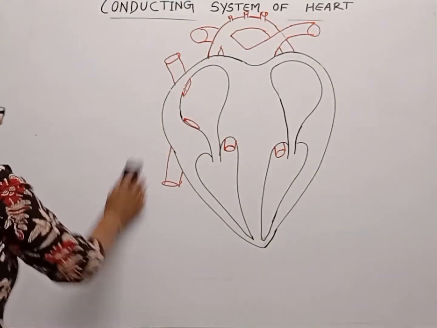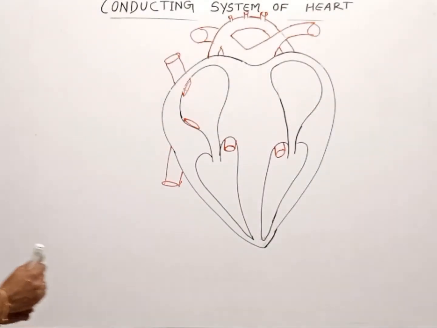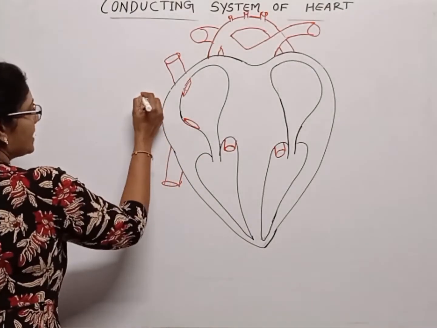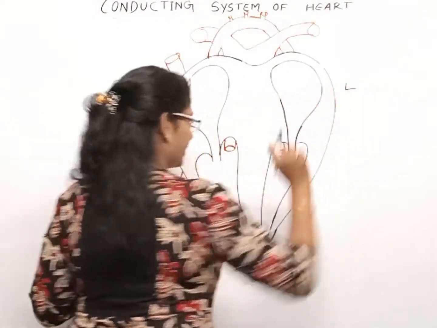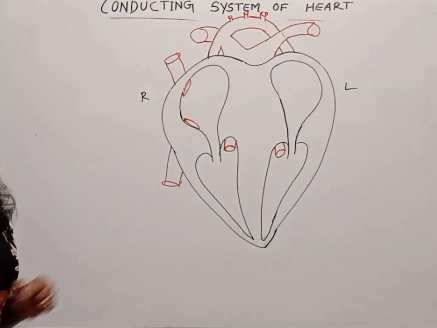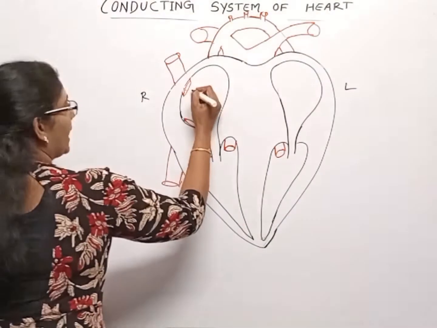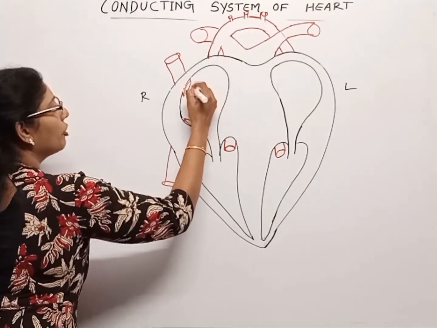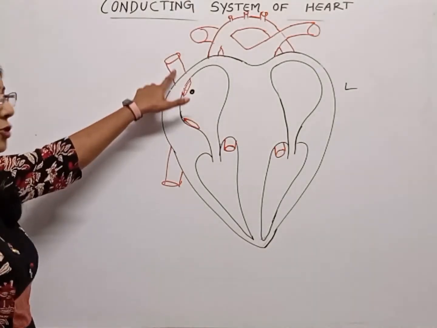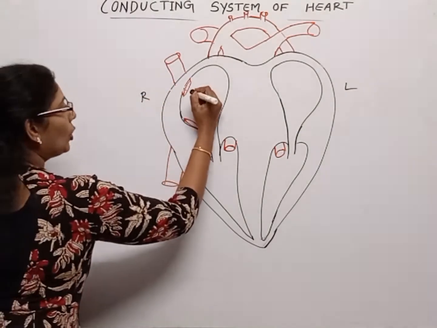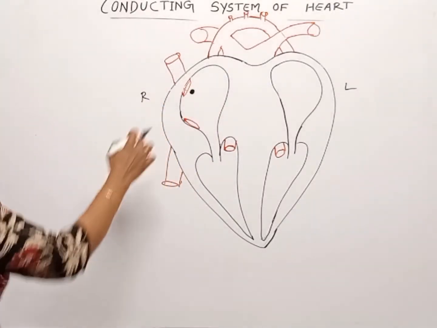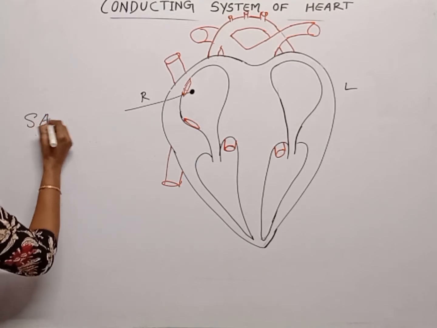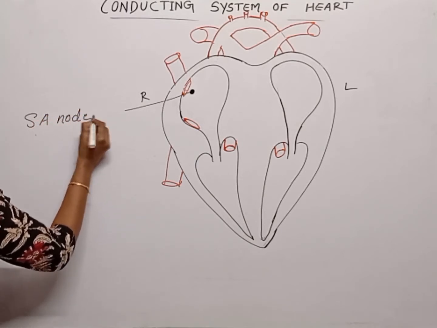In the previous lesson we have already learned about the diagram of the heart. This is the right side and this is the left side that you know. The first part of the conducting tissue is located just below the opening of the superior vena cava. This is the superior vena cava. Just below its opening, the tissue is present. This tissue is called SA node.